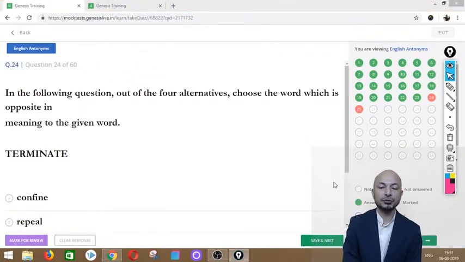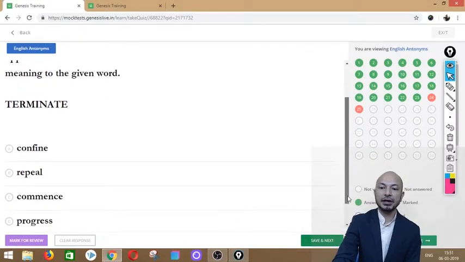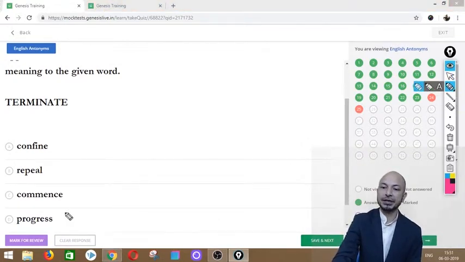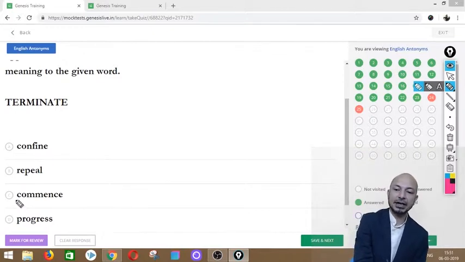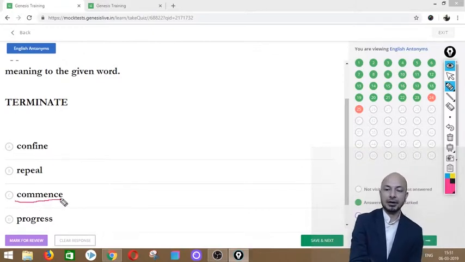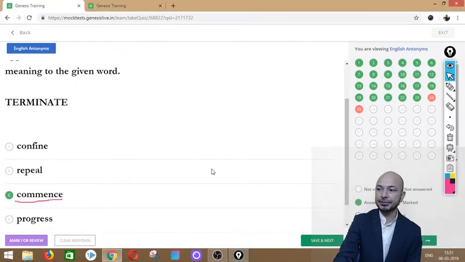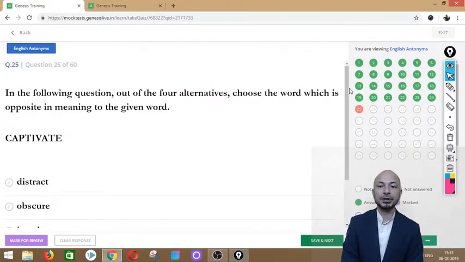So coming to question number 24, the word is terminate, and the options given are confine, repeal, commence, and progress. And the correct option is option C, which says commence. Terminate means to finish something, to make something end in between, and commence would be to start something. So we can see they are antonyms here. We click option C.